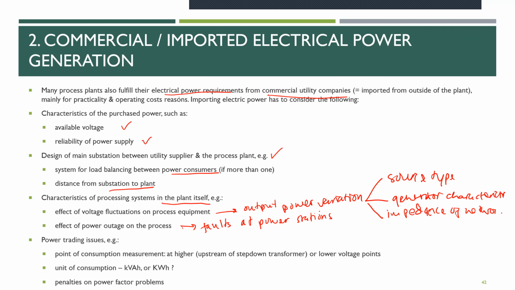And the last one is power tariff issues. Power tariff issues in this case include the point of consumption measurements and the unit of consumption, whether it is in kVAh or kWh. For your information, 1 kWh equals the kVA multiplied by the power factor.